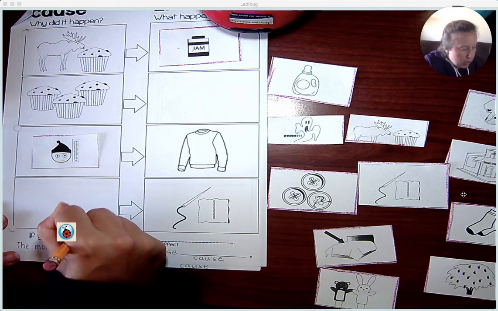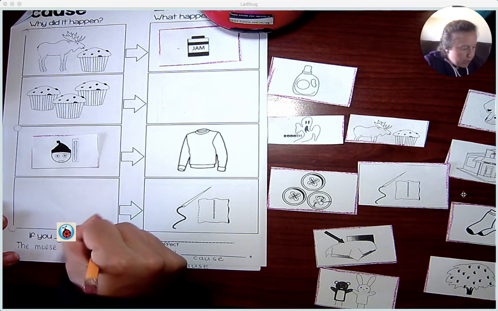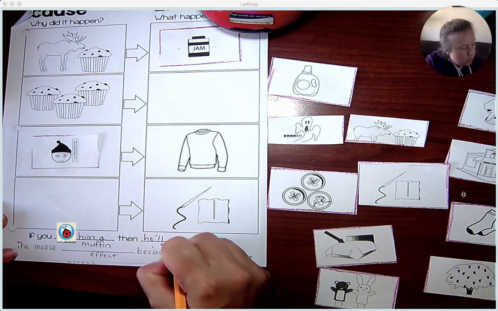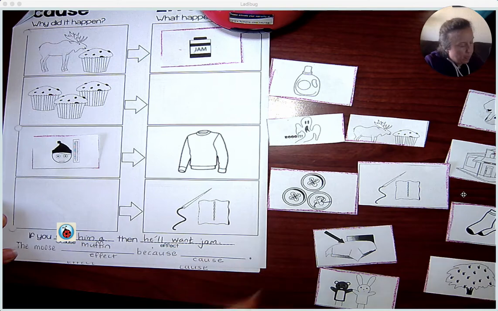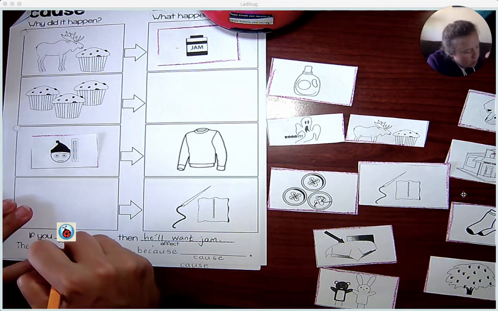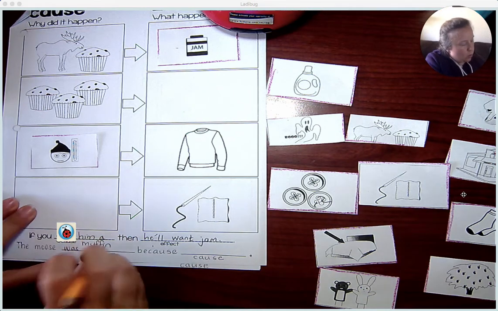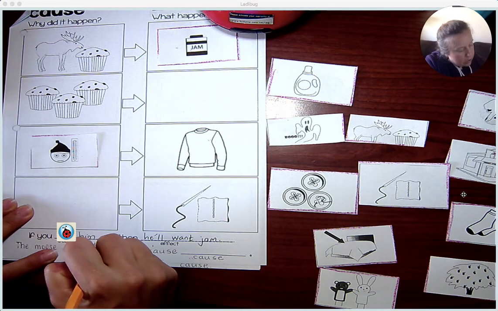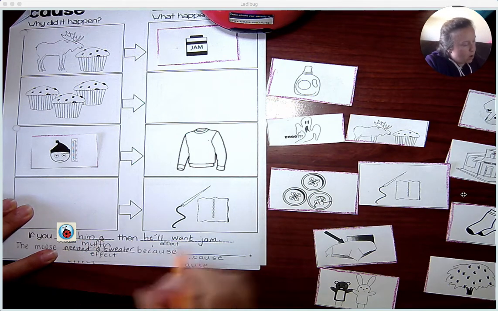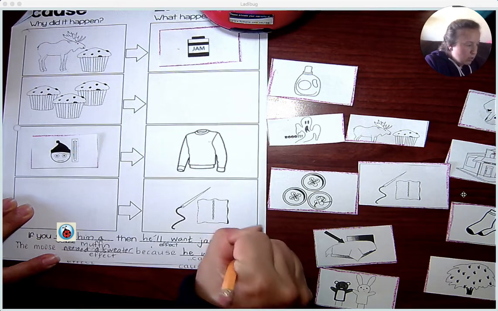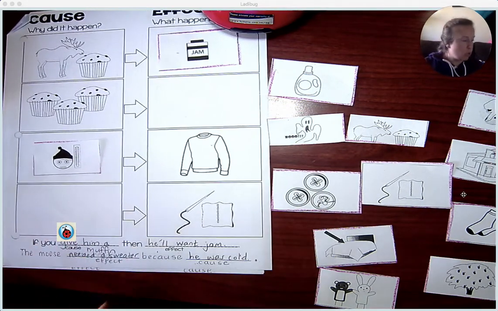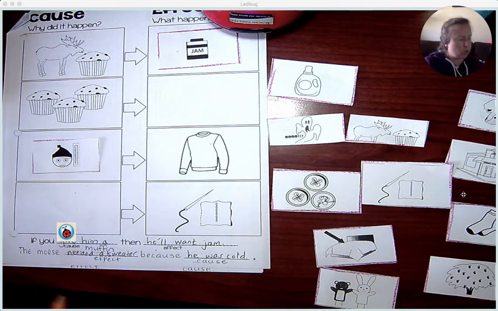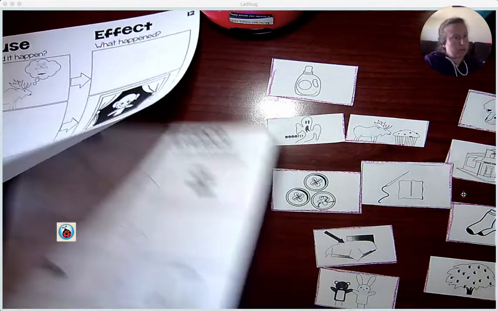Give him a muffin, then he'll want jam. The moose was cold. Oh no, the moose, this is the effect, needed a sweater because he was cold. So at the bottom, you use these lines in order to phrase in words what the pictures show, and we can only really show 2 of those, so just worry about those 2. It's also okay if you skip that part.